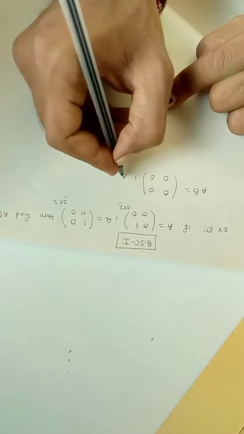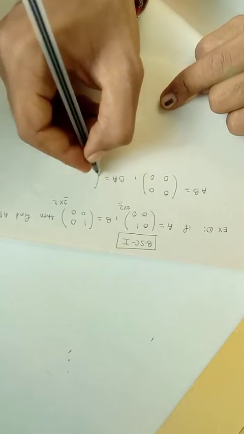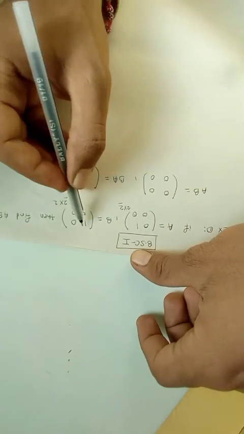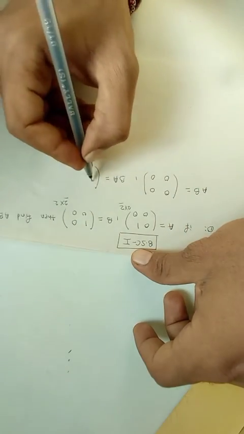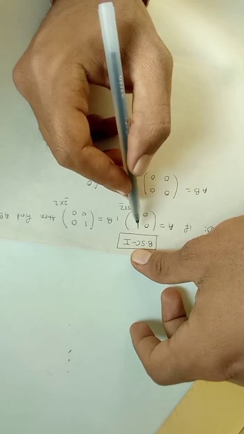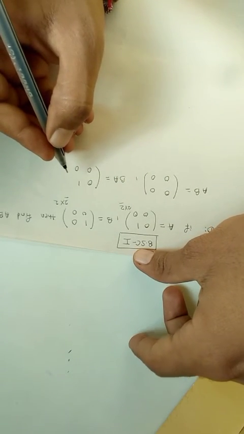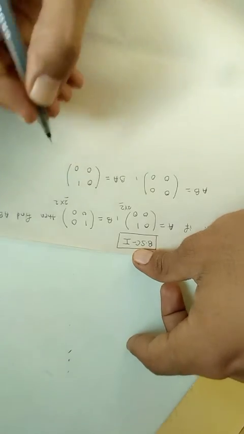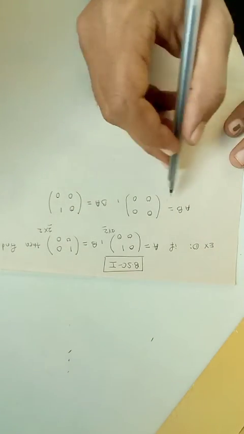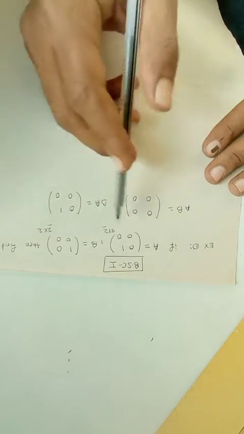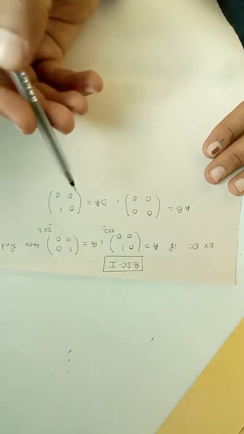Now BA is what? BA. So first row with first column 0. First row with second column 1, 0, 0. So AB is equal to 0 but BA is not equal to 0, and both these matrices are non-zero.